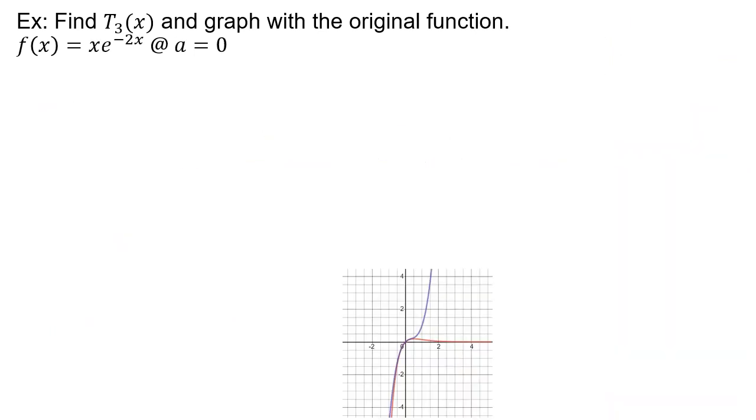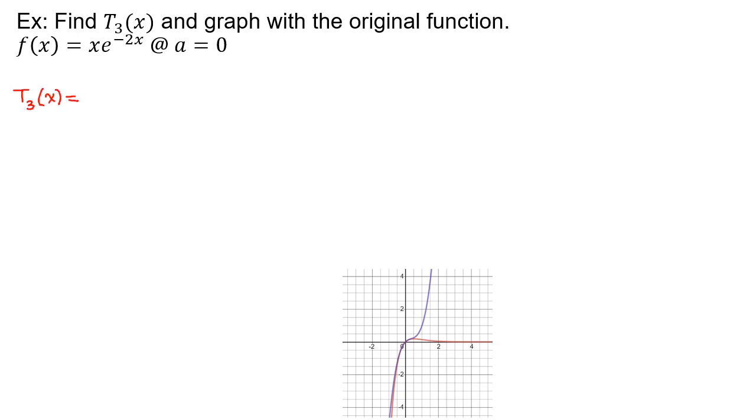Okay, let's try one that's a little bit more complicated, mainly only because of the derivatives. So we're going to give you a Taylor polynomial, T sub 3, for x e to the negative 2x. X e to the negative 2x. So this one is a little bit worse than the other one because of the derivatives. Now, as far as the formula, it's the same. This is T3 of x.